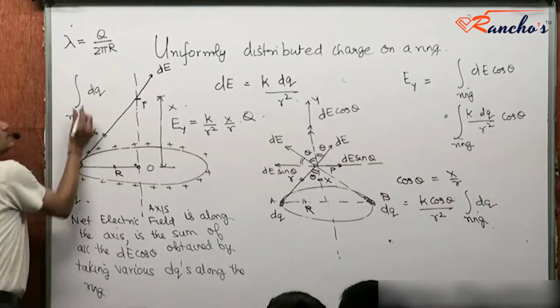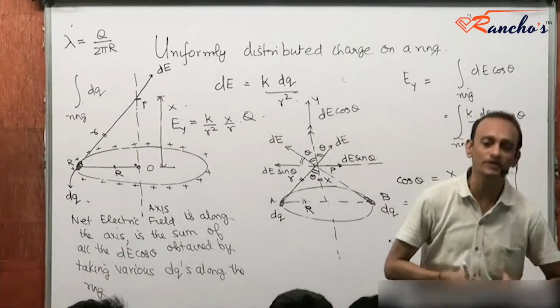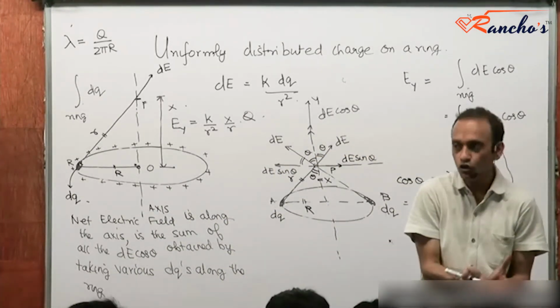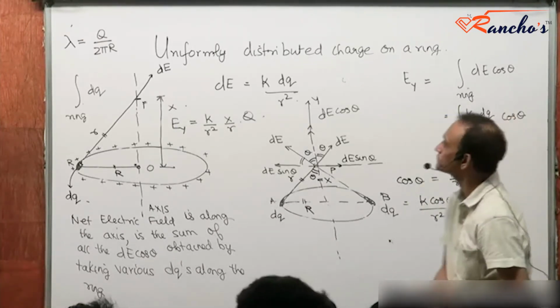Integral dq for the entire ring means the sum of all the dq's that lie on the ring. Sum of all the dq's that lie on the ring would be the total Q on the ring. Is it confusing?